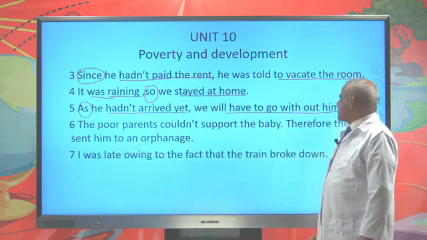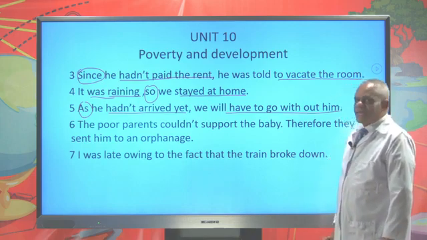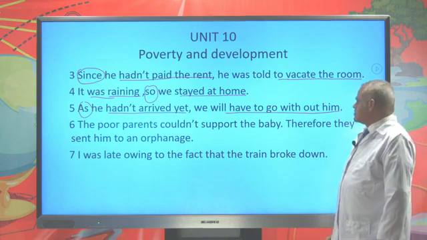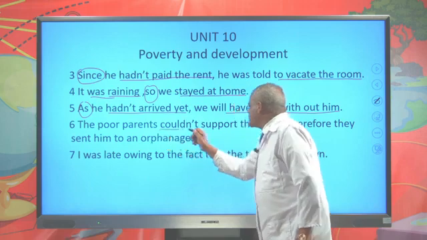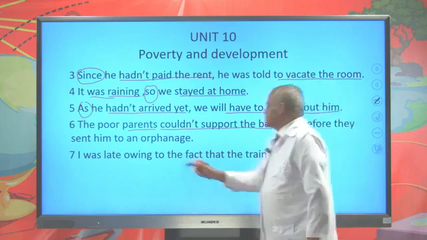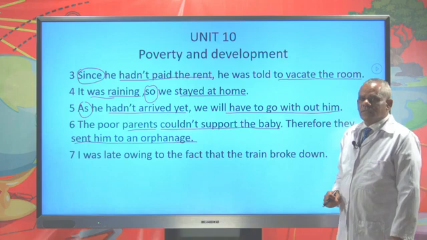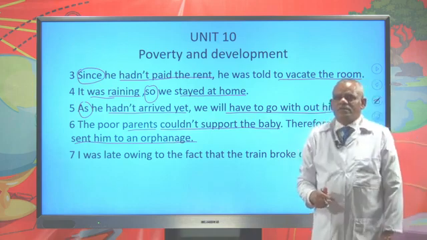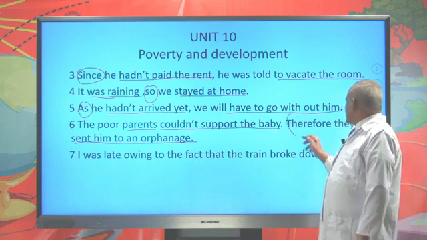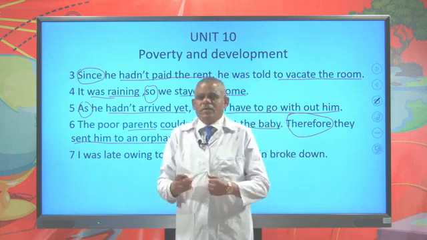The poor parents couldn't support the baby. Therefore, they sent him to an orphanage. What is the cause? Parents couldn't support the baby. That is the cause. What is the result? Sending him to the orphanage center. That's an interesting one. Here is a very important device to join these two ideas.